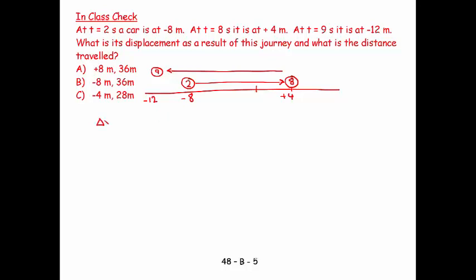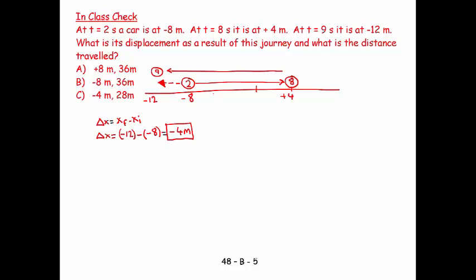My displacement is equal to my final position minus my initial position. My displacement is equal to, looking at my diagram, minus 12 minus minus 8, which equals minus 4 meters, and I can represent that on the diagram just to double check by going from the beginning to the end of the journey, and it's only a short distance, and yeah, it's in a negative direction.